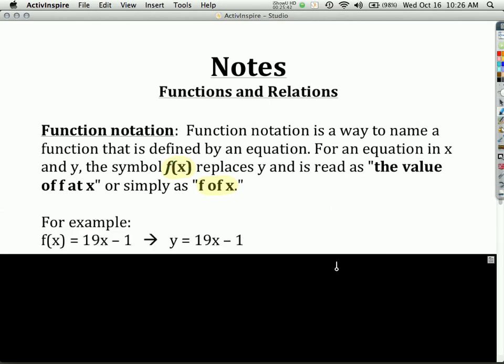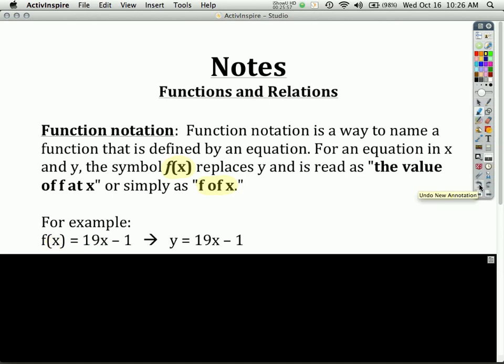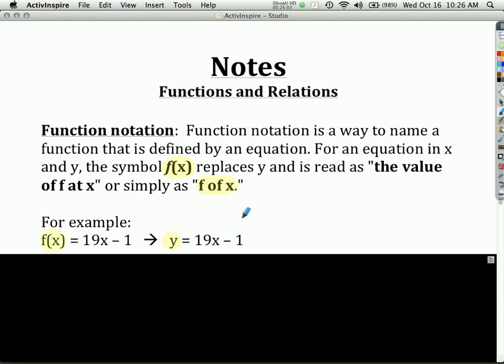So for example, we are used to writing this. This is what you're going to see today. F of X equals 19x minus 1. That is the same thing as Y equals 19x minus 1. All we've done is we've taken the Y and replaced it with an F of X. So all we have to understand is how it all works. The good news is that you already know everything. There's nothing really new except for this notation.